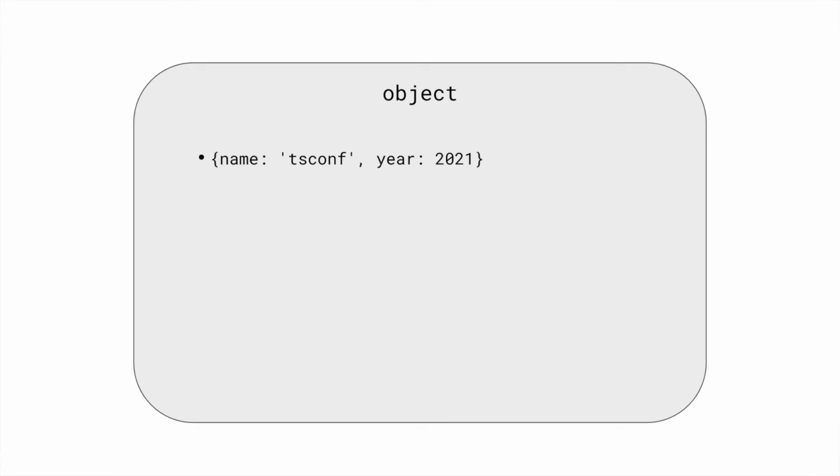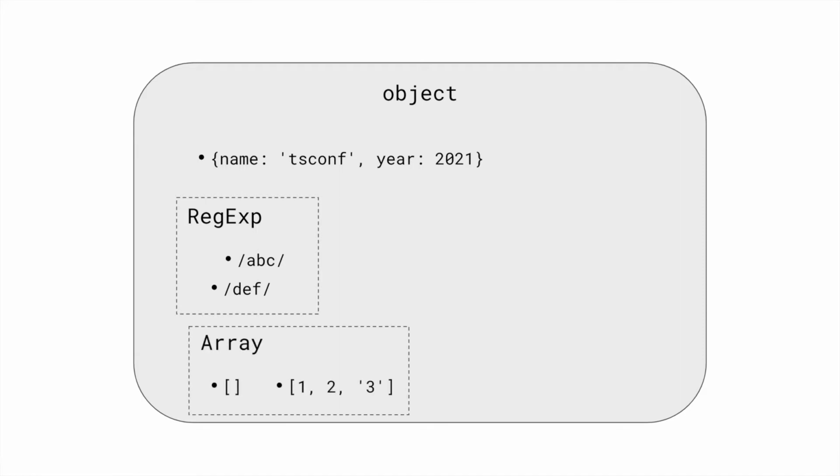So here's one. It's an object literal, name tsconf, year 2021. It's an object, so it belongs in this set. Regular expressions in JavaScript are objects, and so all the regular expressions belong inside this set. So ABC, DEF. Arrays in JavaScript are objects, and so all the arrays belong in here too. So we have the empty array and a 3-element array here. And functions in JavaScript, also objects, so all the functions go in here.